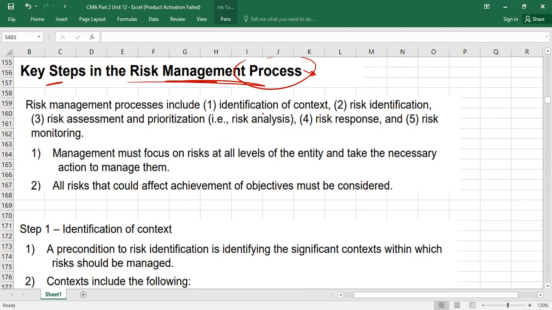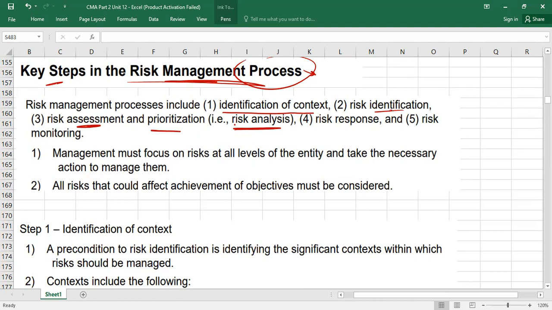So first step is what? Identification of context. Second step is what? We have to identify the risk. Third step is what? We have to assess the risk and prioritize it. Prioritize means which risk we need to manage first. I'll explain these steps, by the way. And this risk assessment and prioritization is also called risk analysis.